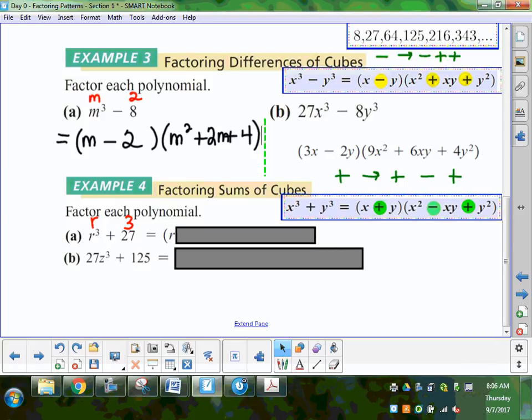So far, we've done a great job. Our first binomial is r plus 3. What's the trinomial now going to look like as we go across? Plus. Remember, it goes plus, minus, plus. Questions on that? So go through right now, please, and do out 4 on your own.